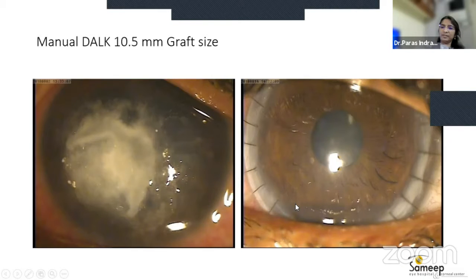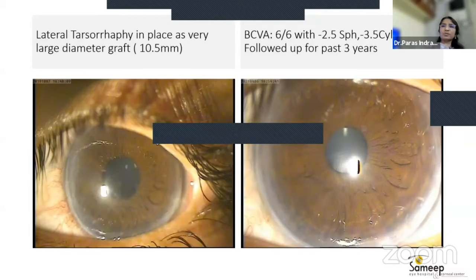This is the outcome of the same case a couple of months later. And this is almost after 3 years. You can see that the interface is very clear despite it being a manual DALK.